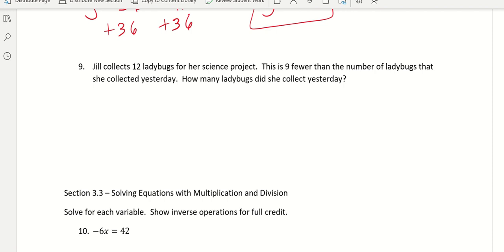So we'll say, let's see, I'll put B for bugs. The number, be specific, number of what? Ladybugs. But that's not good enough. We could be more specific than that. Number of ladybugs Jill collected yesterday.